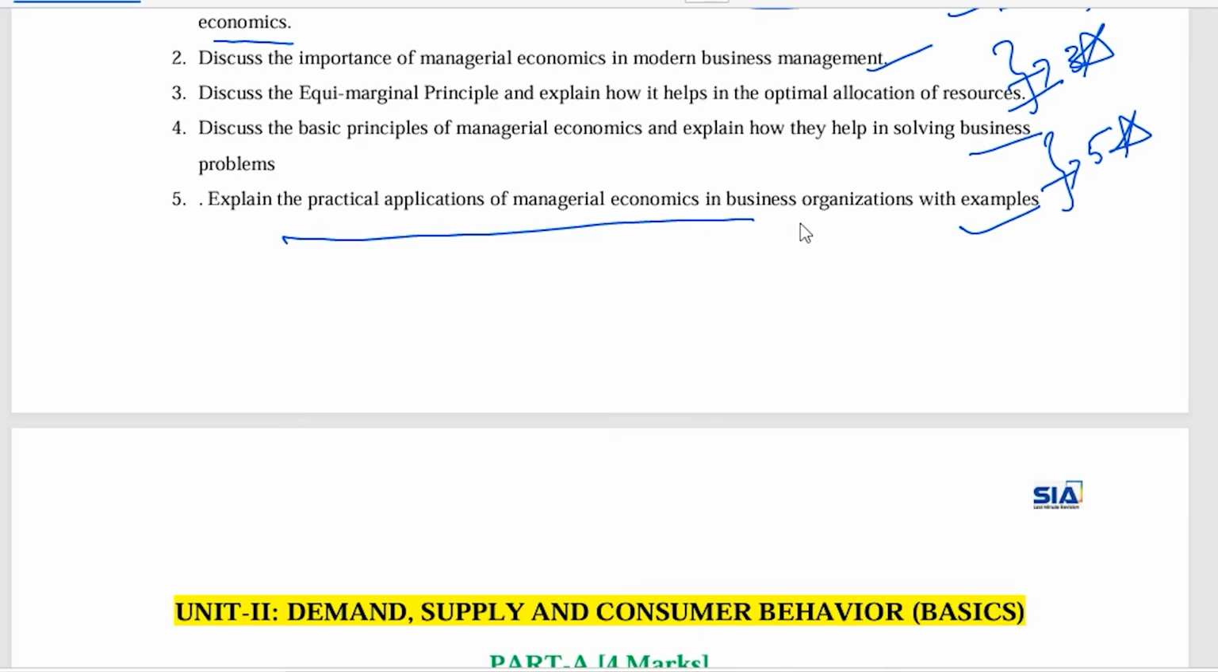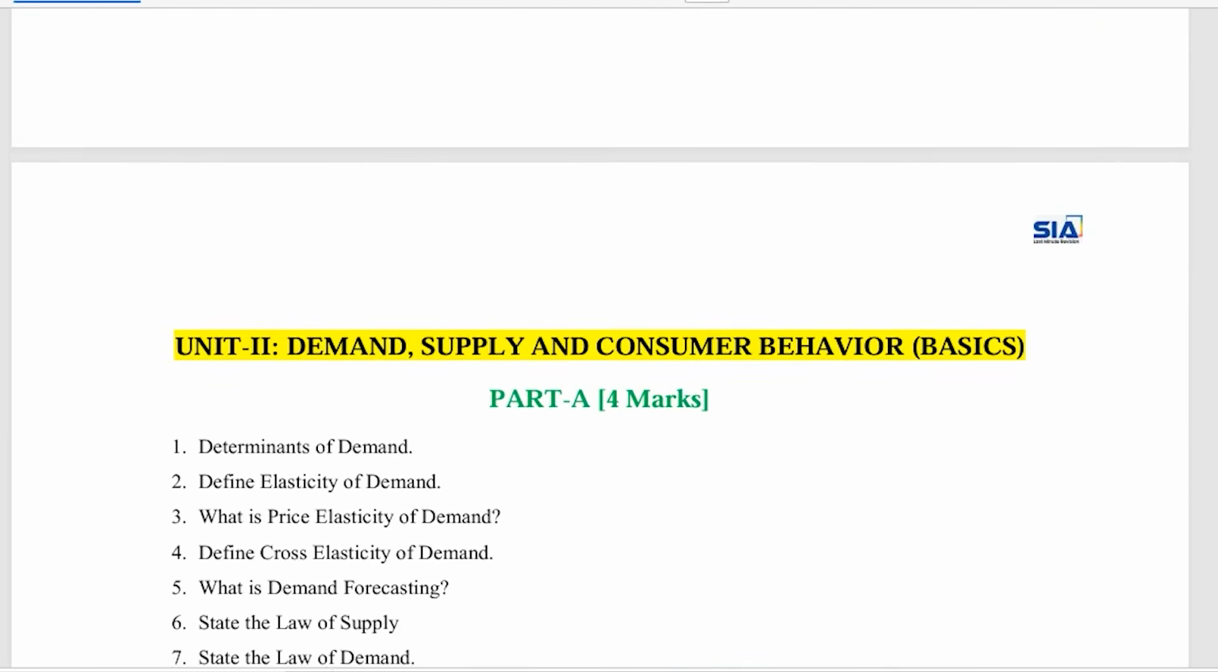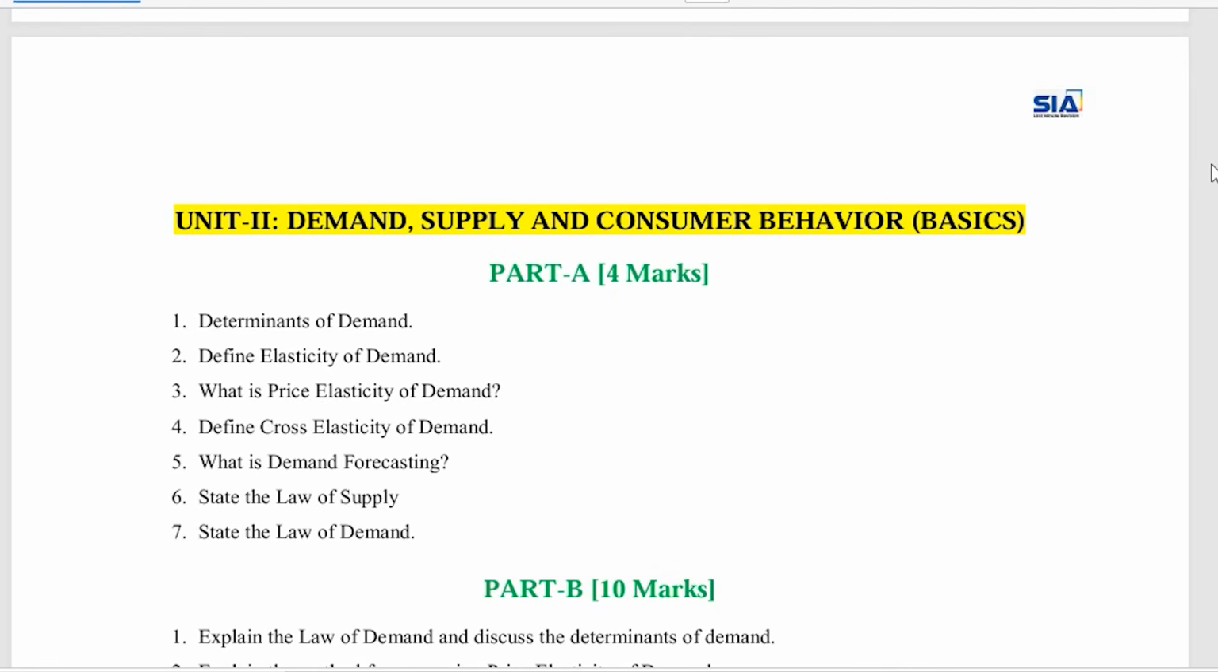And students, this question is a very important question because it is asking for practical application of Managerial Economics in business organization with examples. You have to explain these questions with real life examples. Coming to Unit 2, Demand, Supply and Consumer Behavior.